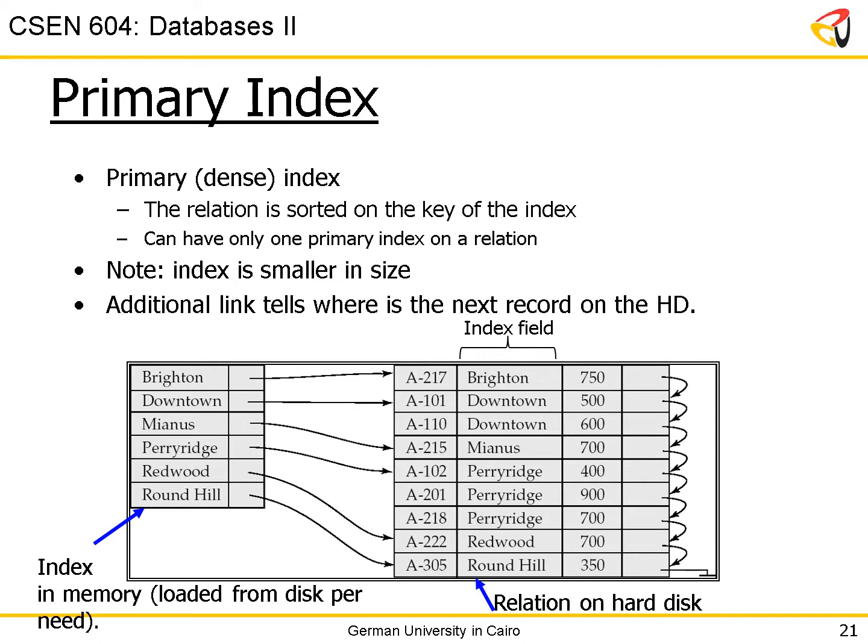And of the primary, there were two types: primary dense and primary sparse. The primary dense is an index which holds one instance from every value that appears in the column. For example, if you look at the second column again, it says Brighton, Downtown, Minus, Perry Ridge, 3 of them, Redwood, and then Round Hill.